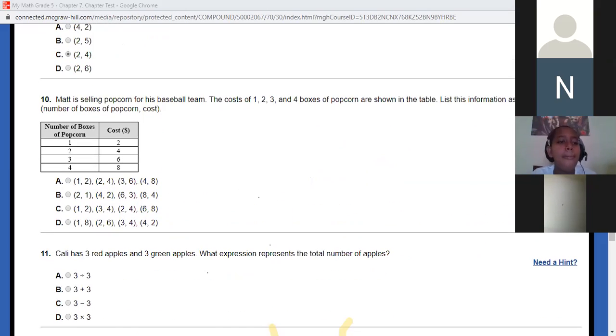Okay, here we go. I'm erasing drawings. Okay, question 10. Matt is selling popcorn for a baseball team. The cost of 1, 2, 3, and 4 boxes are shown. List this information as ordered pairs. Number of boxes and the cost. Okay, so it wants number of boxes, comma, the cost. All right, so we should be seeing 4 of these, as you can see in the answer. So what's the very first one? What is my first ordered pair based on this right here?